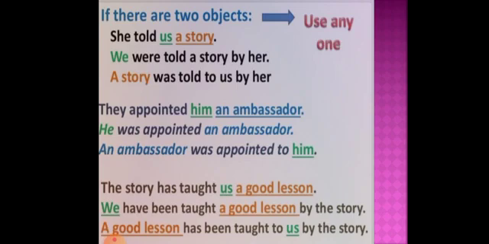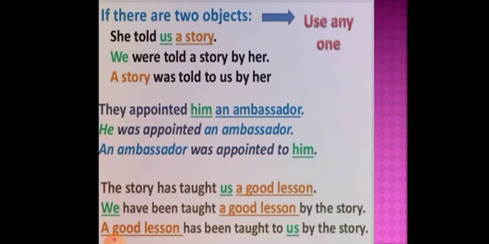In the next sentence, they appointed him an ambassador. Him and ambassador are two objects. We use any one. He was appointed an ambassador. An ambassador was appointed to him.